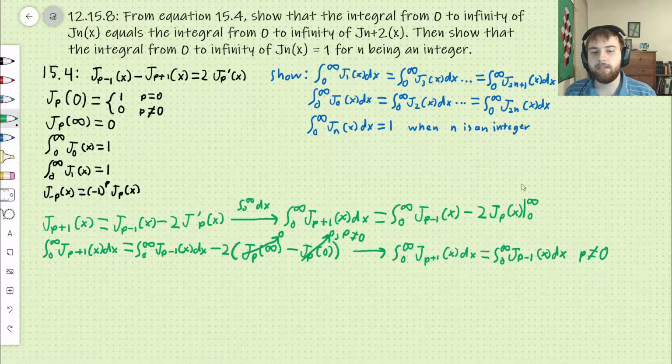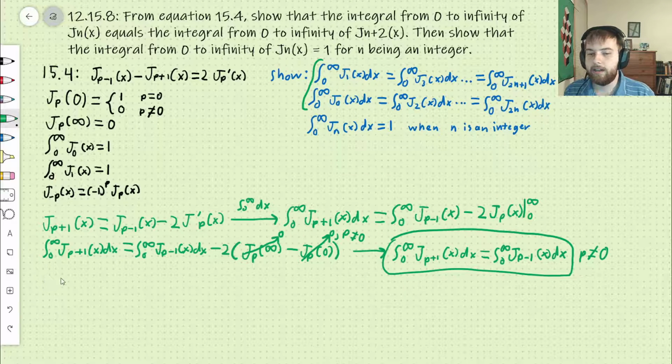But I do want to go ahead and look at what happens when p equals 0. And we'll see what happens. Okay, so I'll go ahead and circle it. This is the first part of the problem right here, just all in one instead of in two different lines there. So, what happens when p equals 0?